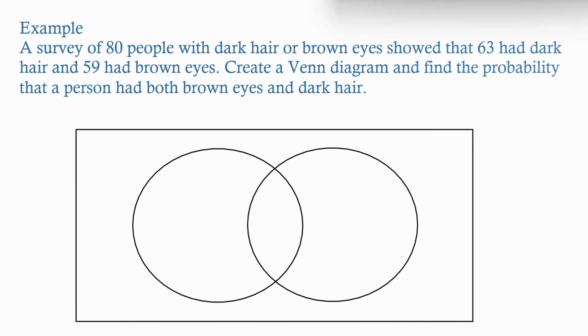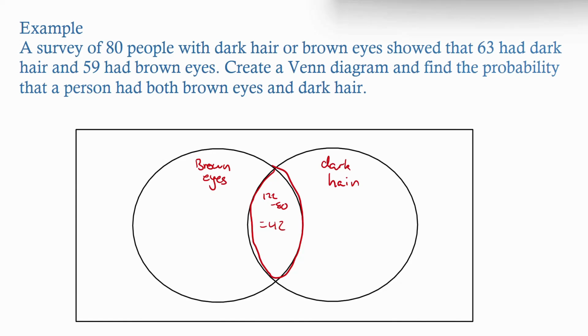So this will help us find our shared, which goes in here, our shared amount of people. So that's going to be my 122 take away 80. So 42. So 42 people had brown eyes and dark hair. All right, so over here we can do our eyes. So brown eyes. And over here we had dark hair.